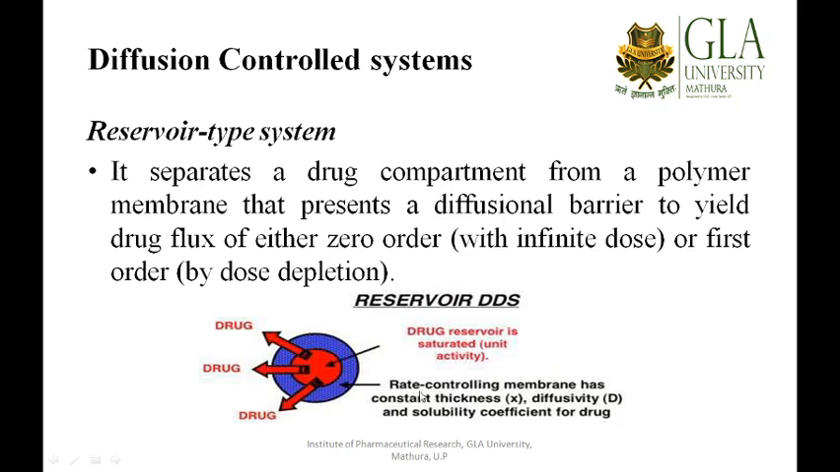So basically we are controlling the diffusion of the drug, and the rate controlling membrane is made up of suitable polymers. We shall be giving you examples of polymers in further slides. The rate controlling membrane has constant thickness. So the membrane has been designed in such a fashion that it has a constant thickness throughout, you can see, and it also has constant diffusivity, means from every side we will be experiencing the same amount of drug which is diffusing out, and solubility coefficient as well.